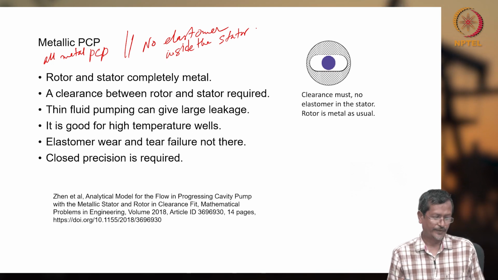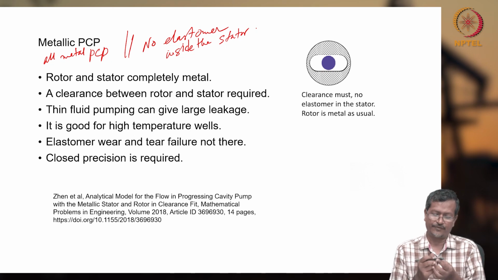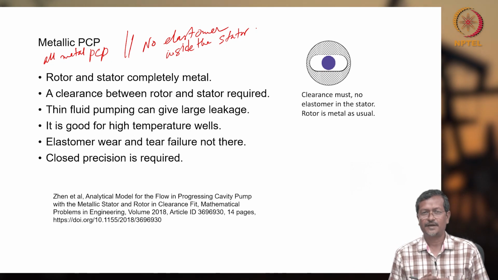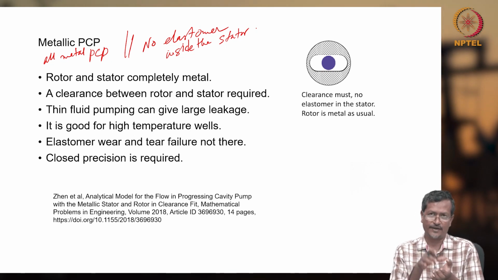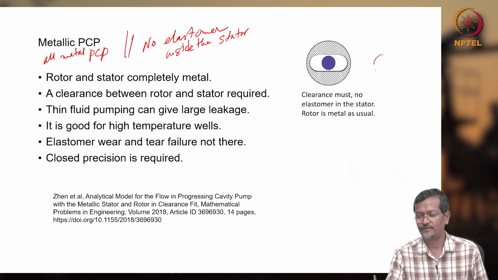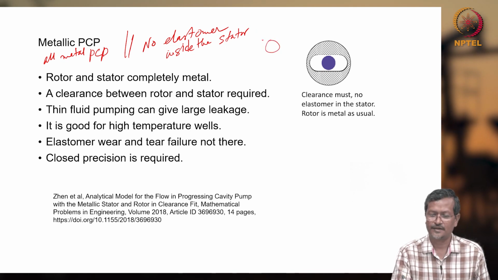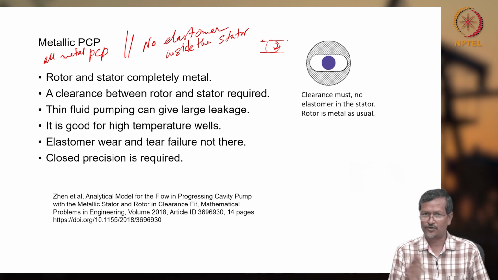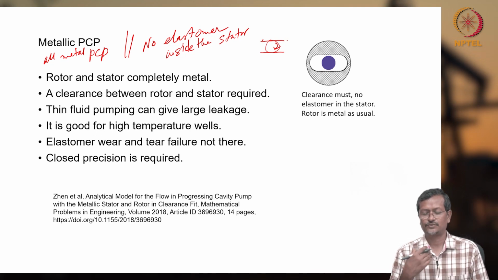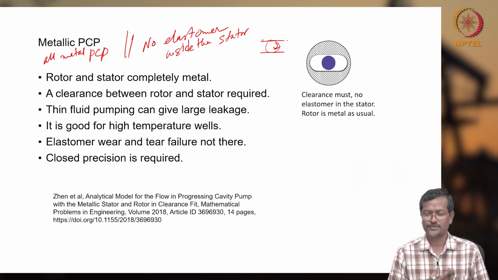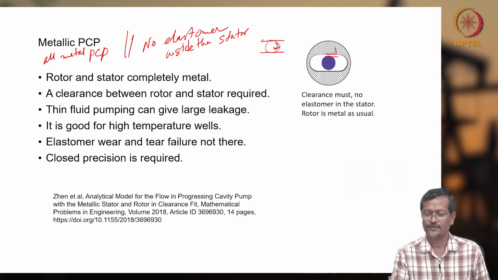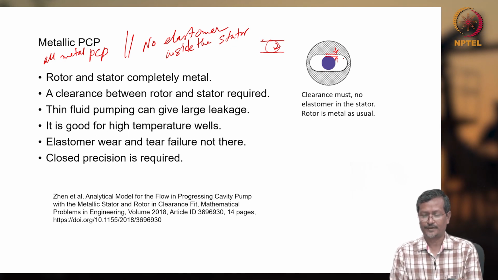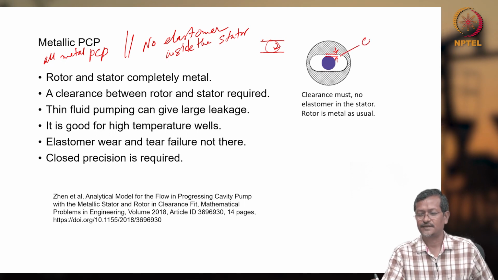Whenever there is a metal to metal connection: if I have elastomer, the elastomer can depress, you can push it, pull it, rotate it, things are okay. But if I have metal to metal with interference, a tight fit, things will not work. For example, if I have a rotor like this and a stator very tightly fit, the rotor will not rotate or move actually. So what the metallic PCP companies have done is keep some clearance, some gap between rotor and stator, so that the gap allows the rotor to rotate. This is a compulsory clearance.